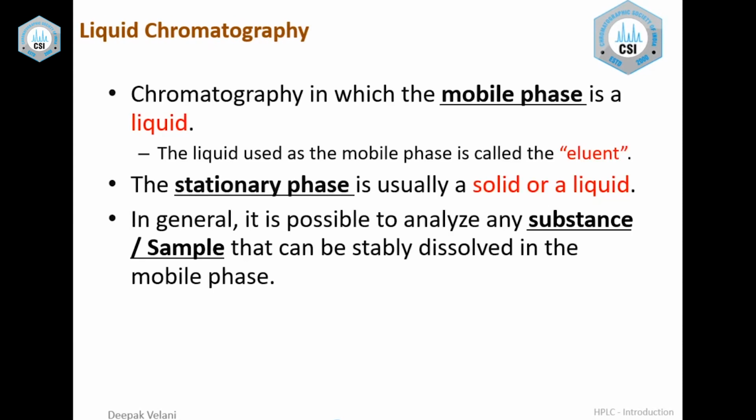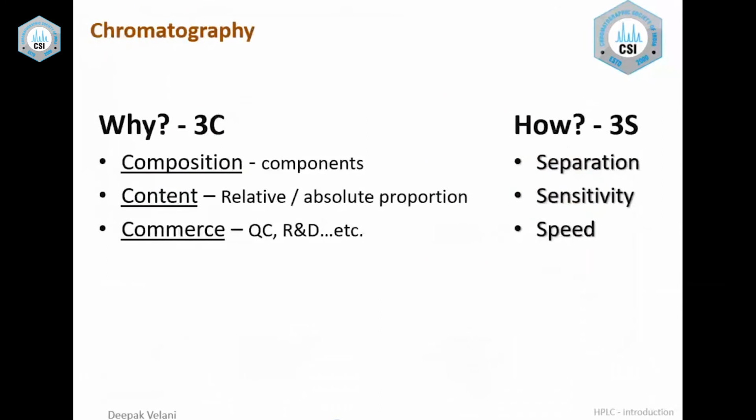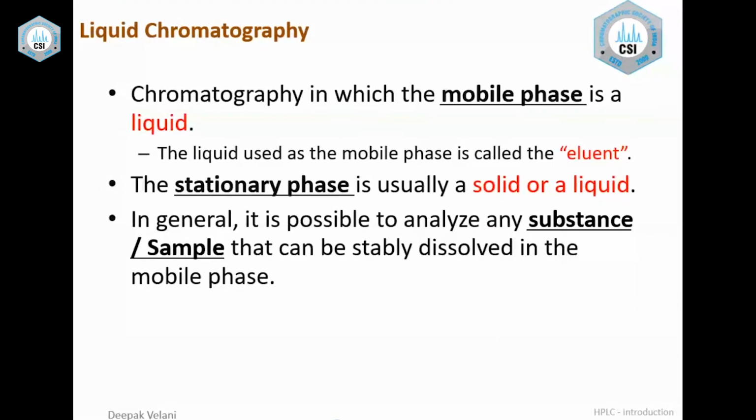There are three components in liquid chromatography: the mobile phase, the stationary phase, and the sample itself. And based on the interactions, which Dr. Datar covered yesterday, the separation happens and the elution happens, and you find different peaks coming out in the chromatograph.